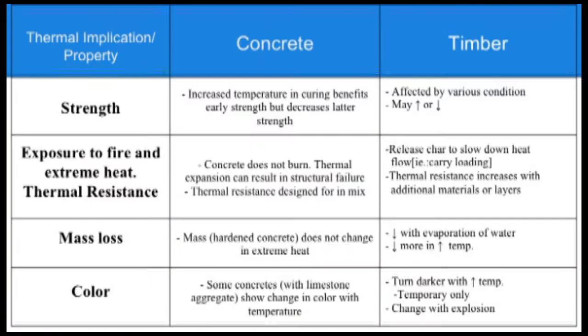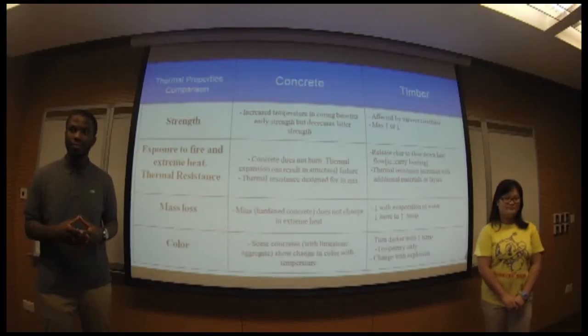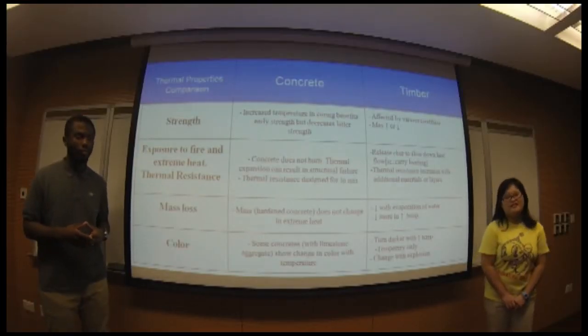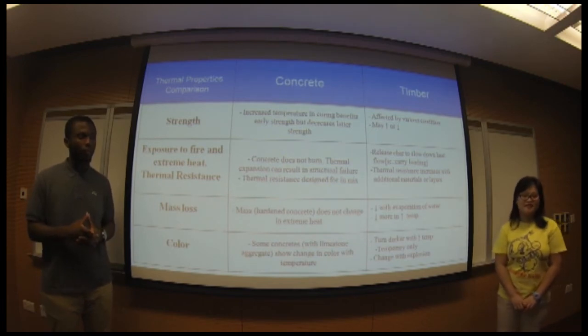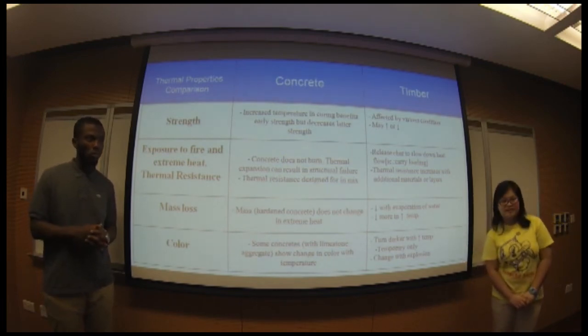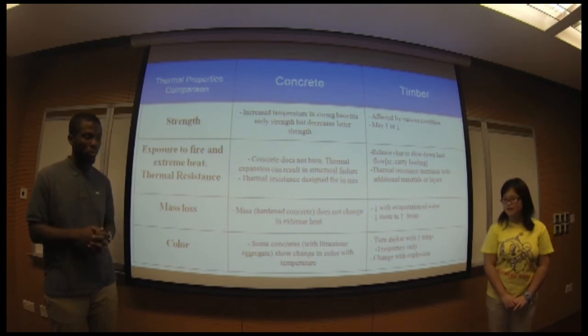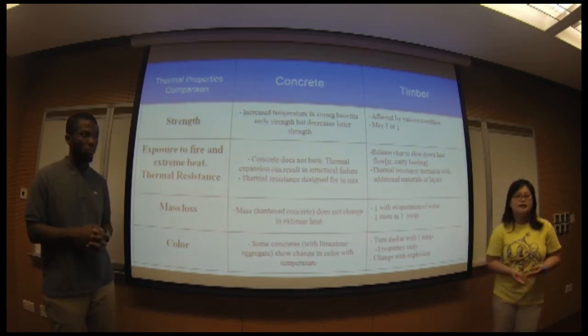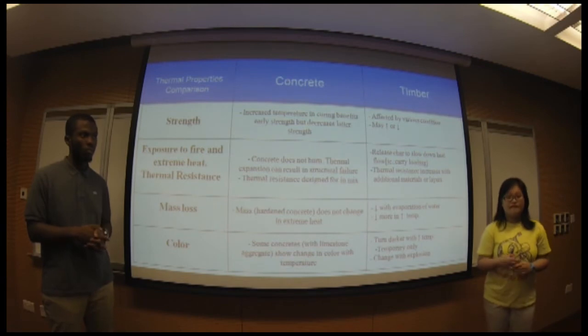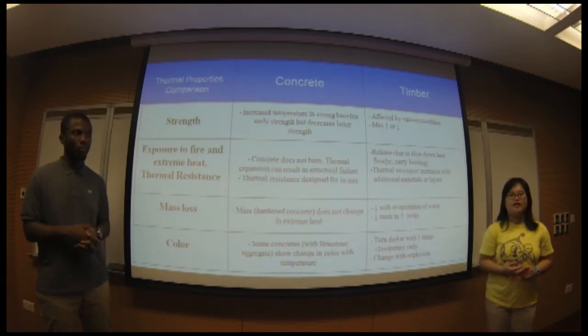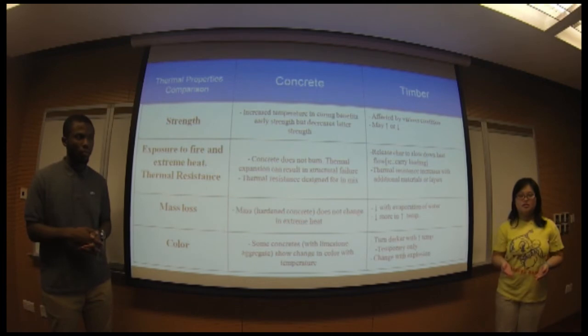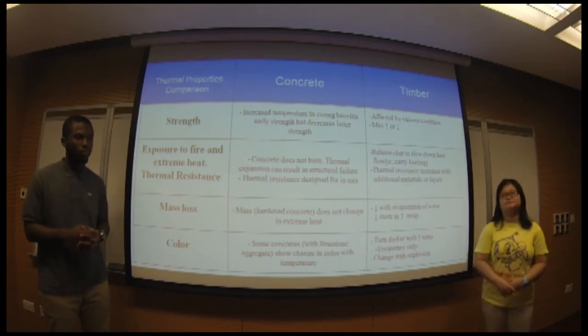Interesting. And lastly, we'll compare and contrast the color. Some concretes, if they have limestone aggregates or other types of aggregates, will show a change in color with a temperature rise. Timber also changes its color, and it turns darker normally at a higher temperature, but it's only temporary. The permanent color change will be affected by its organic compounds in the cell wall, but not the heating treatment.